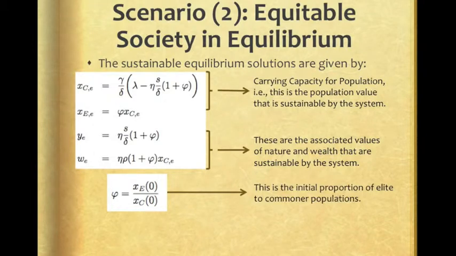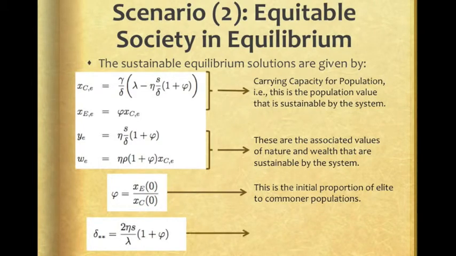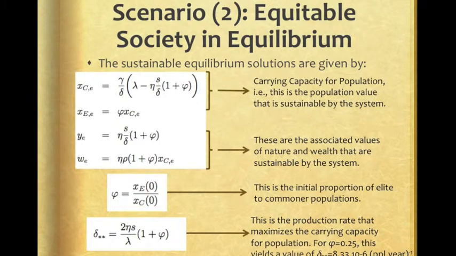So this is the initial proportion of elites to commoners, and the production rate that results in order to maximize the carrying capacity for population is here. For example, if you set 0.25 as this ratio, so if you have initially a population of say 100 commoners and 25 elites, so this proportion is 0.25, this yields you a value of delta, and I'm calling this delta star star to follow the notation in the paper of this value.